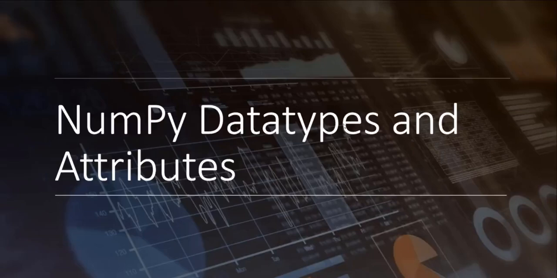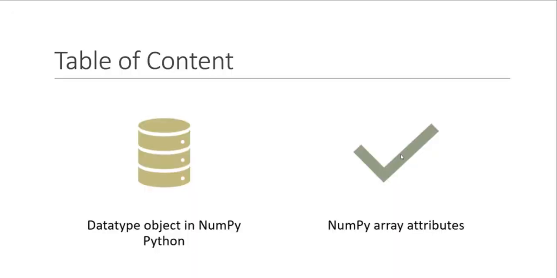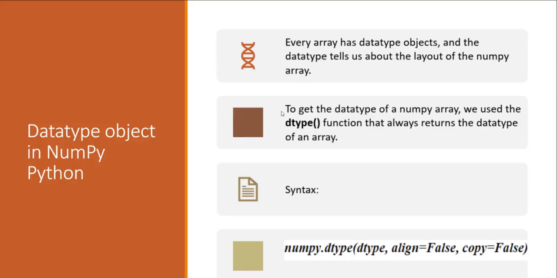Hello everyone, in this module we are going to learn about NumPy data types and attributes, and we are going to cover the data type object in NumPy Python. After this we will discuss the NumPy array attributes. So let's start with the first topic, that is data type object in NumPy Python.